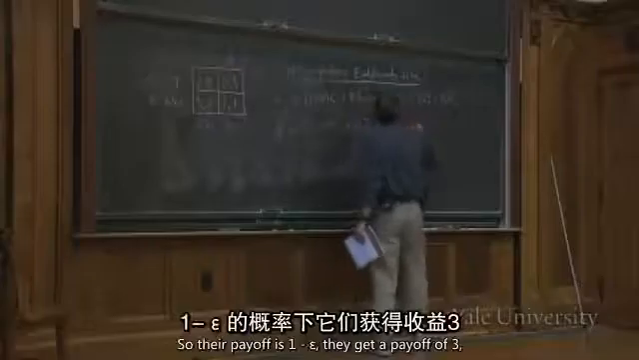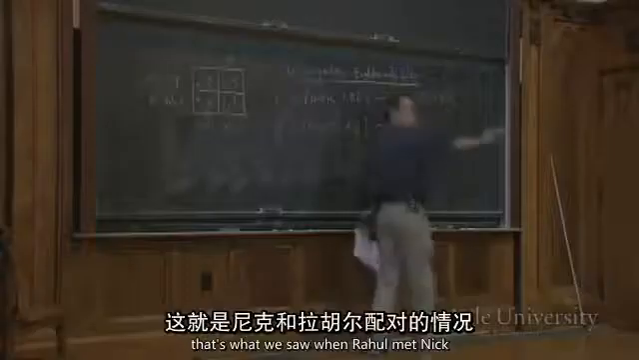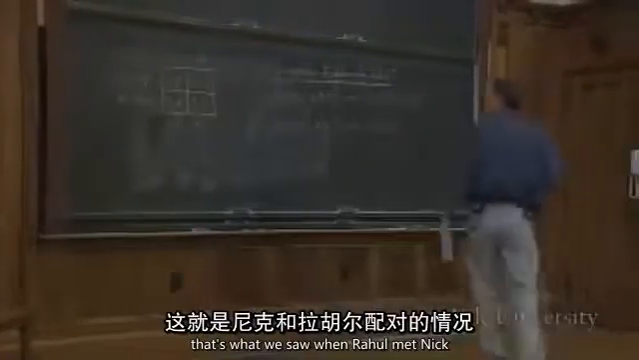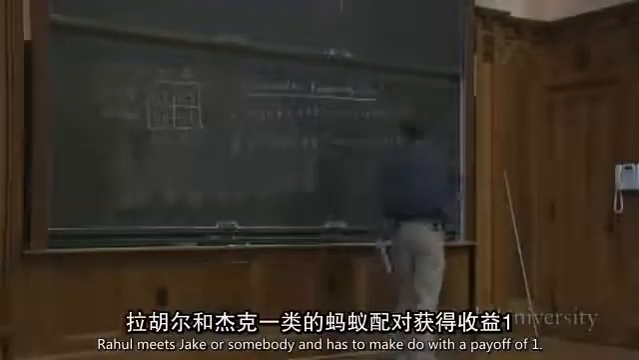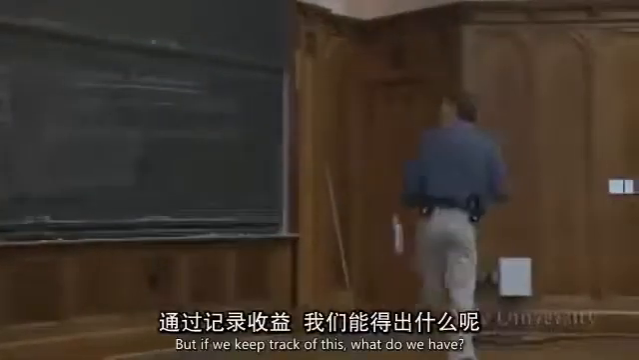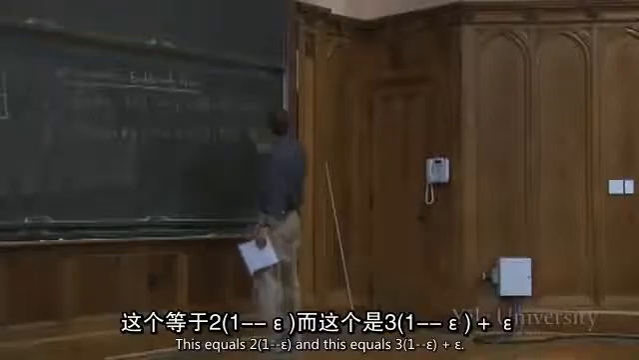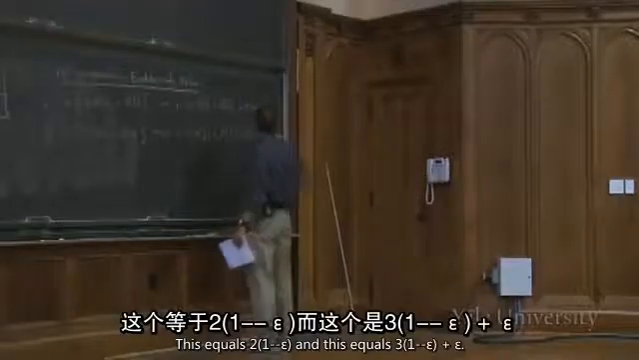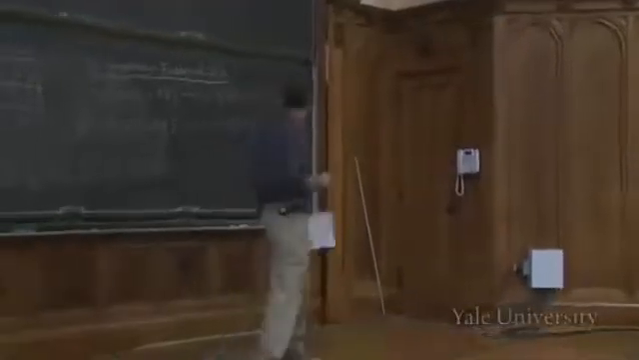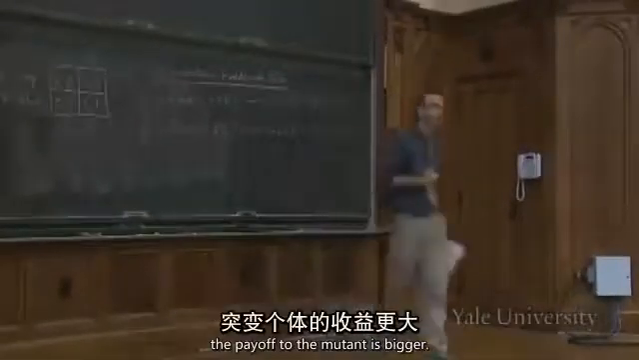So their payoff is 1 minus epsilon. They get a payoff of 3. That's what we saw when Rahul met Nick. And the other epsilon of the time, Rahul meets Jake or somebody and has to make do with a payoff of 1. All right? But if we keep track of this, what do we have? This equals 2 times 1 minus epsilon, and this equals 3 times 1 minus epsilon plus epsilon. Is that right? All right, and clearly, I hope this is clear, the payoff to the mutant is bigger.